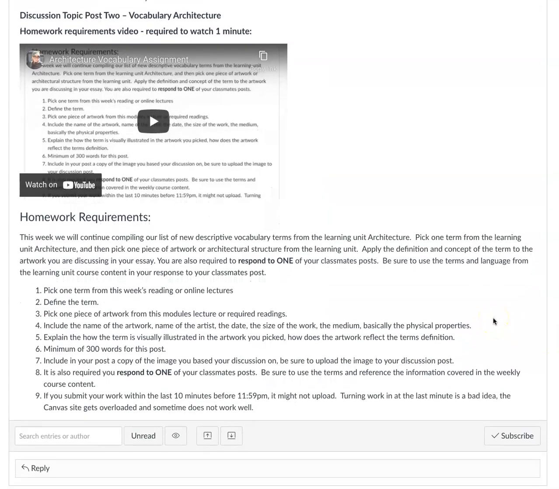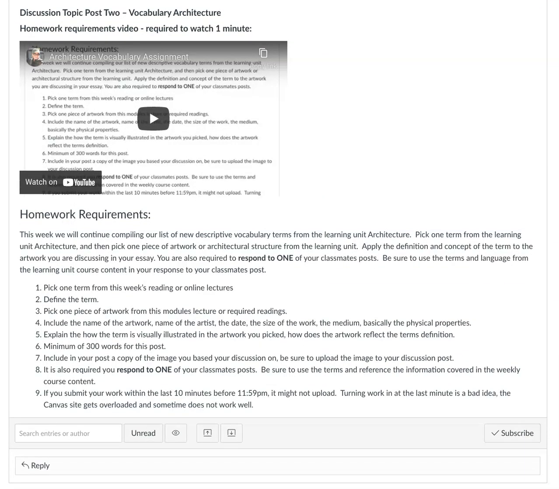And then, of course, the vocabulary for this week. And, again, responding to the different terms that are mentioned throughout the reading and the lecture.